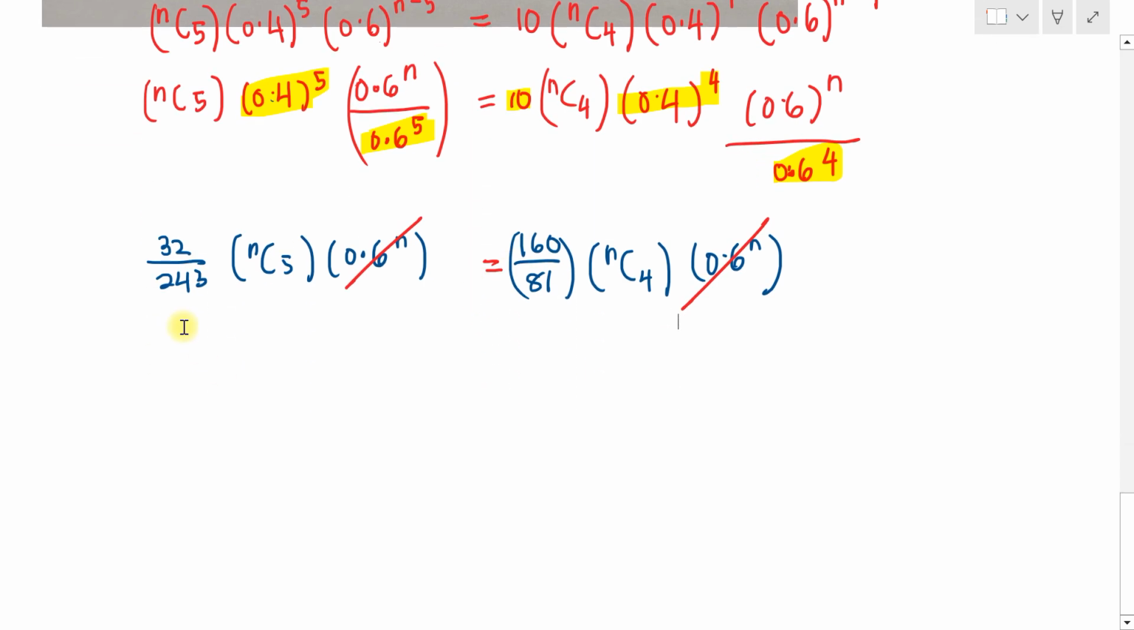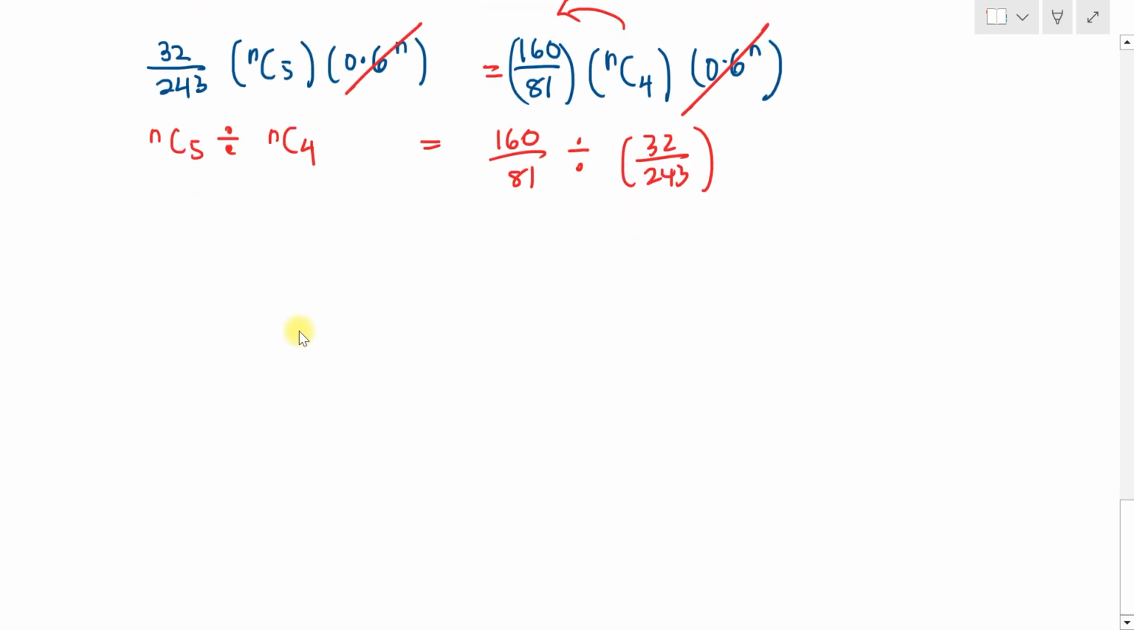Okay, so we are left with this. We need to solve this. The nC5 and nC4. Okay, let's move nC5 divided by nC4, I bring this one to there, equal to 160 over 81 divided by 32 over 243. Okay, then what do I get? If you solve this, you should be getting 15. Check for me. And then I think you should maybe expand your nC5 and nC4.